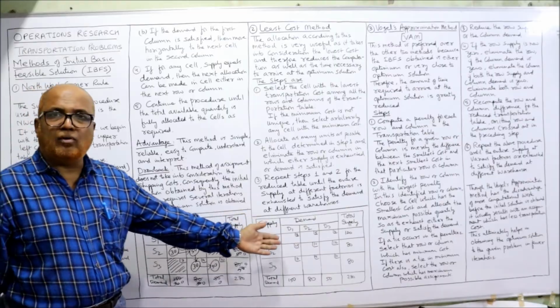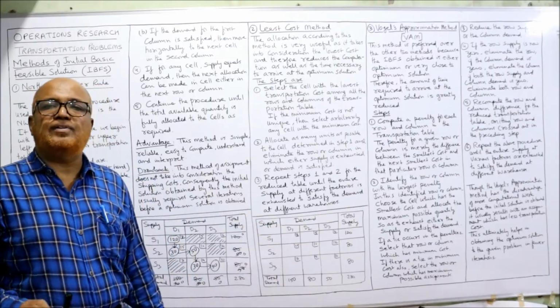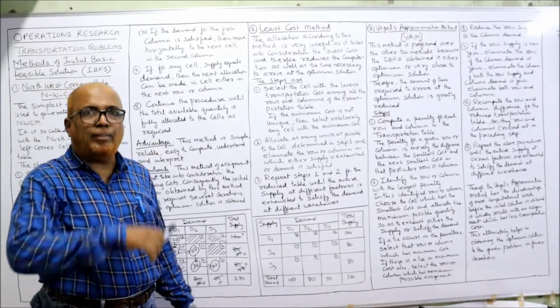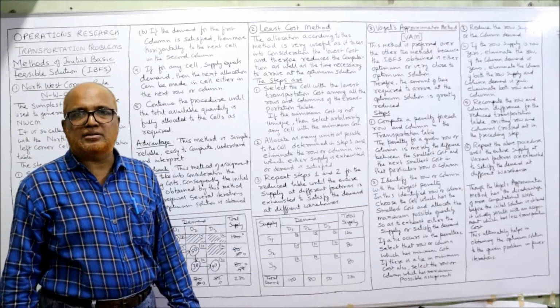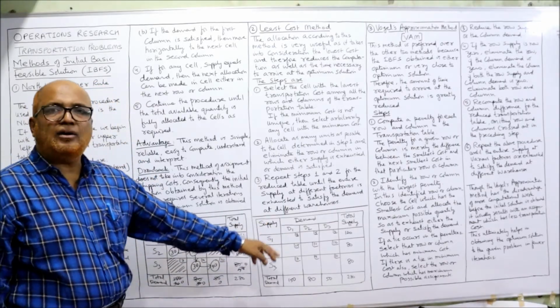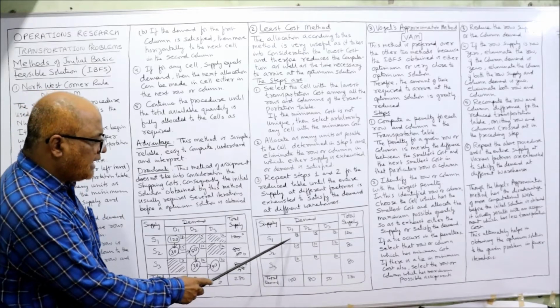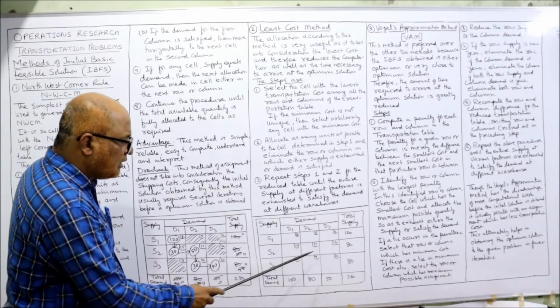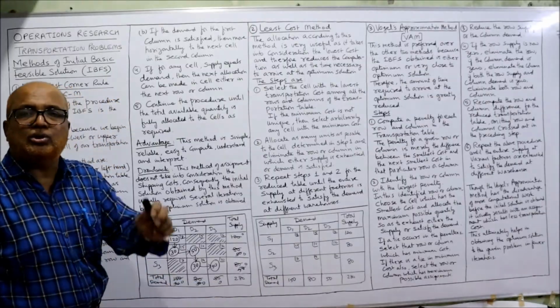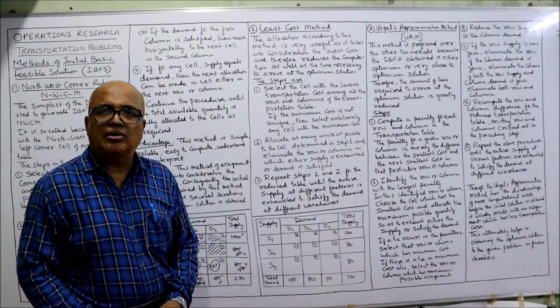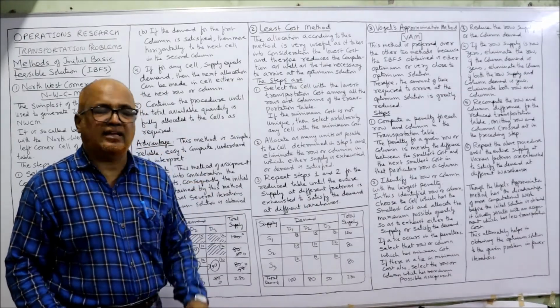I have taken the same table. The same table I have drawn here to show you how IBFS is found by the least cost method. In this table, find out the lowest cost. The lowest cost is 3. You can see 8, 5, 6, 15, 10, 12, 3, 9, 10. So 3 is the minimum cost. So we allocate in the cell 3.